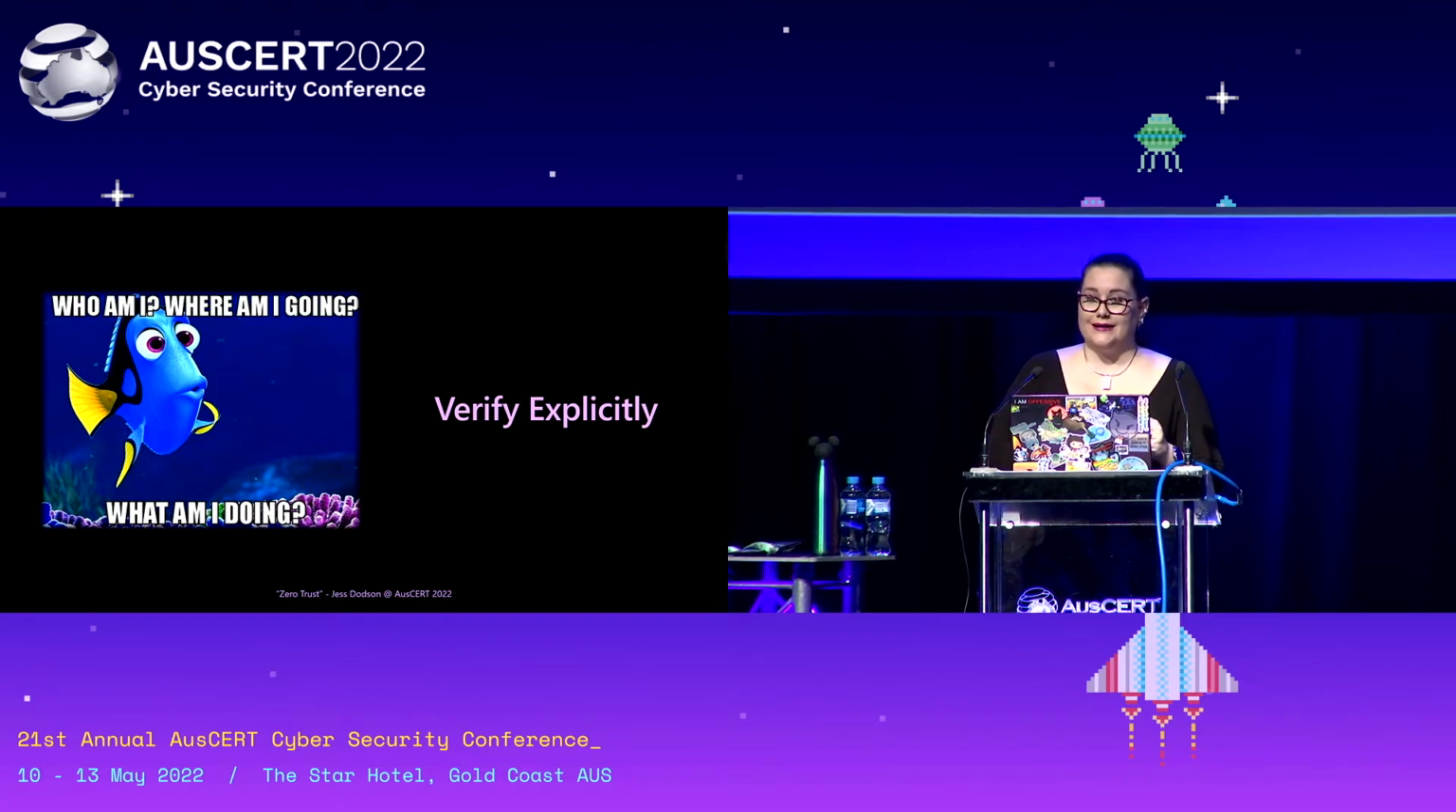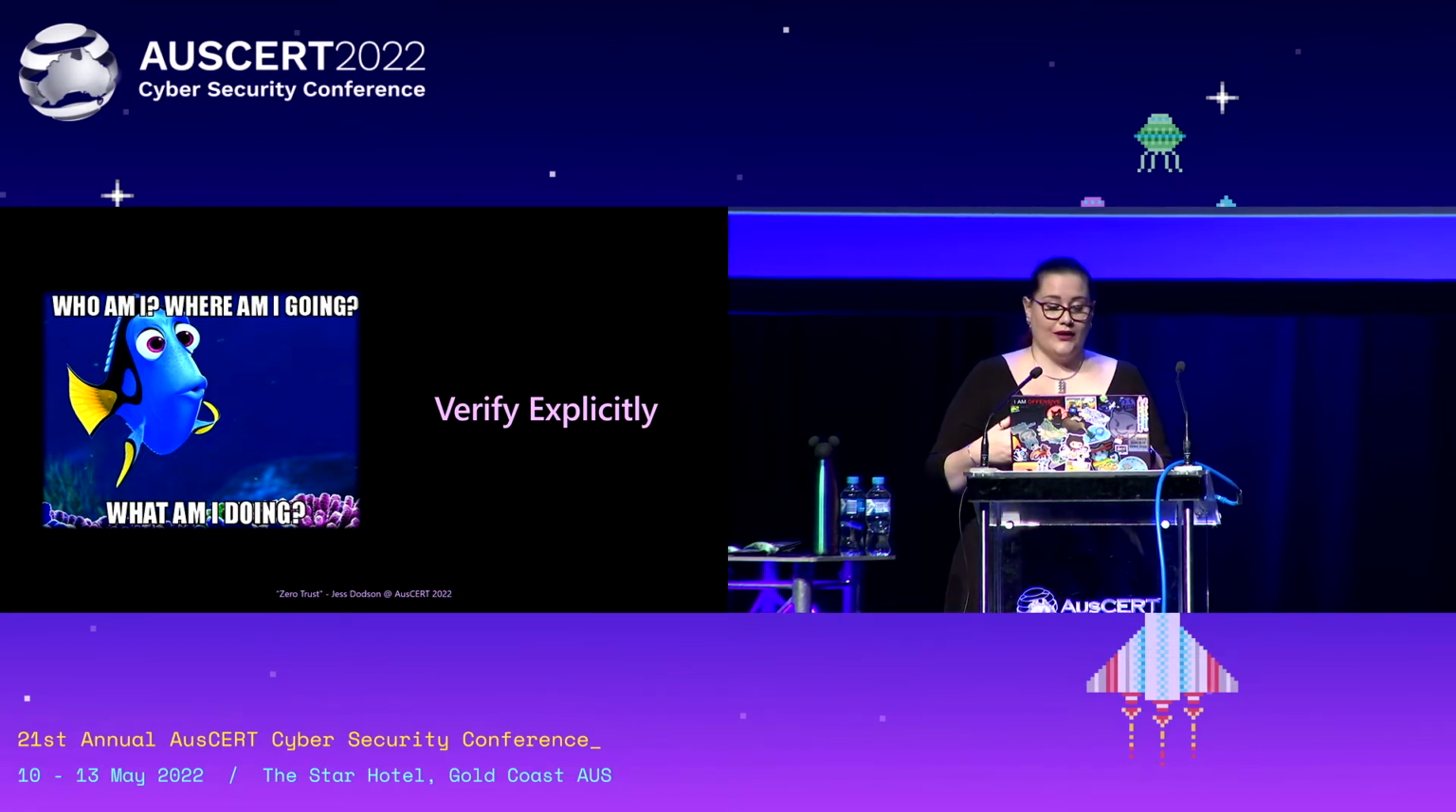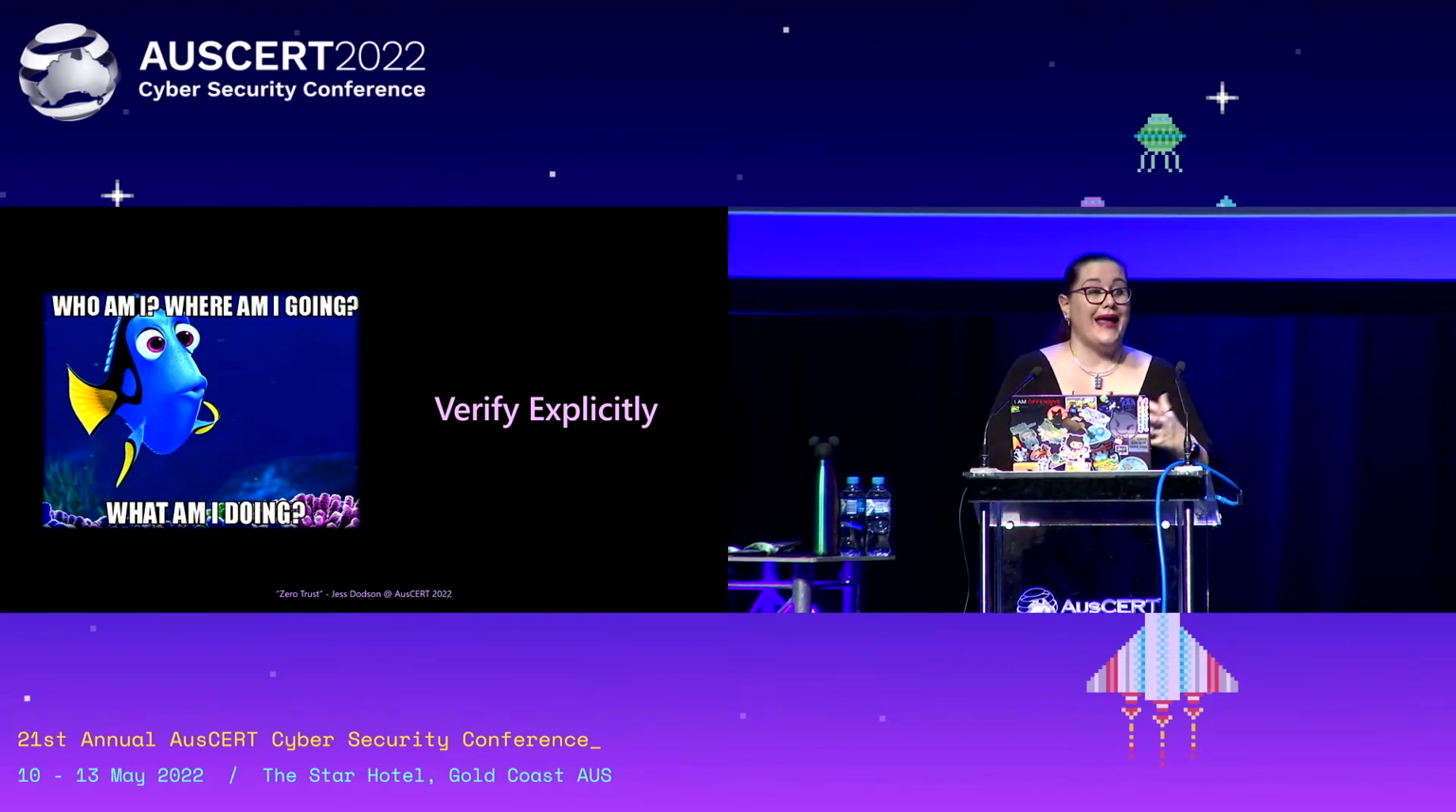As part of the trust but verify part, we're focusing on that verification and verifying explicitly. There is no implicit trust here. And when we talk identities, we're not just talking about user identities. We're talking device identities, we're talking application identities, even location identities. It all plays into it. We need to verify it all.